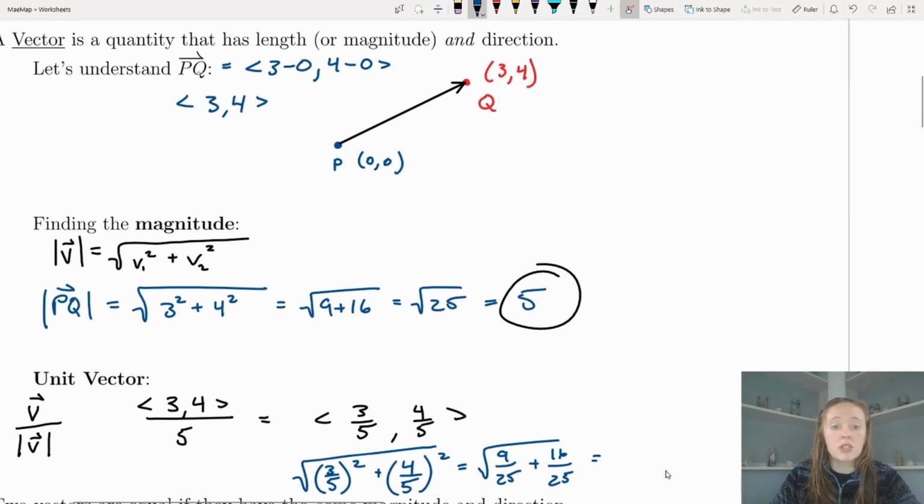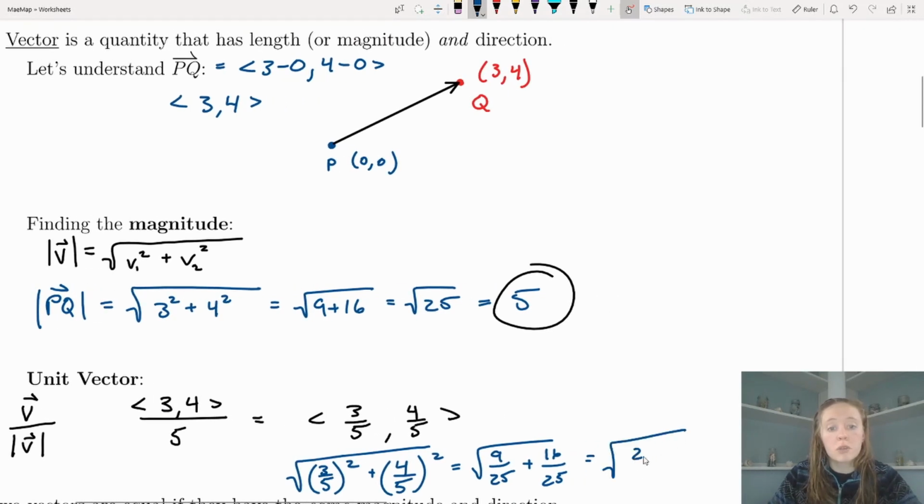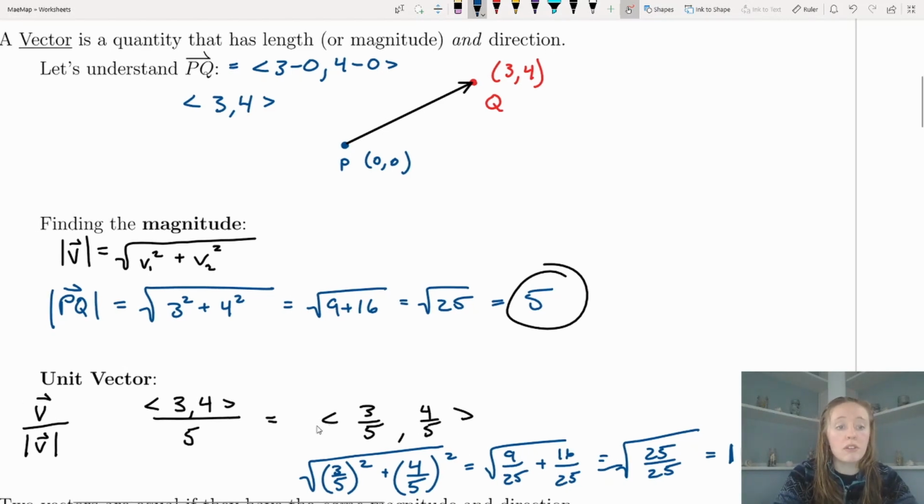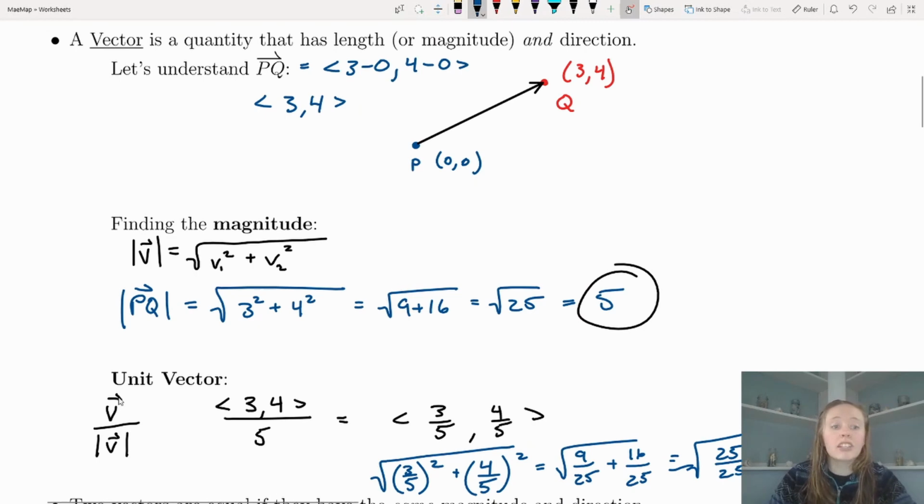This becomes the square root of 25 over 25, which is the square root of 1, which does indeed equal 1. So in order to create a unit vector, all you have to do is take the vector and divide it by its own magnitude. That will give you a unit vector. And that unit vector will point in the same direction as the original vector.